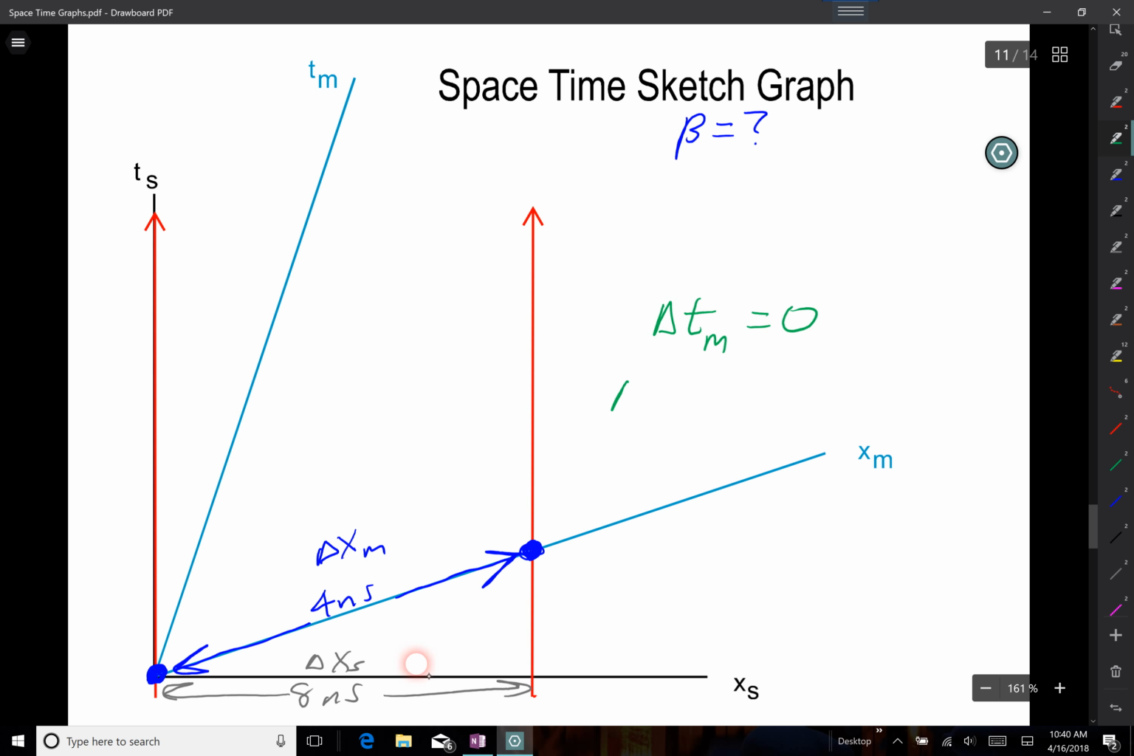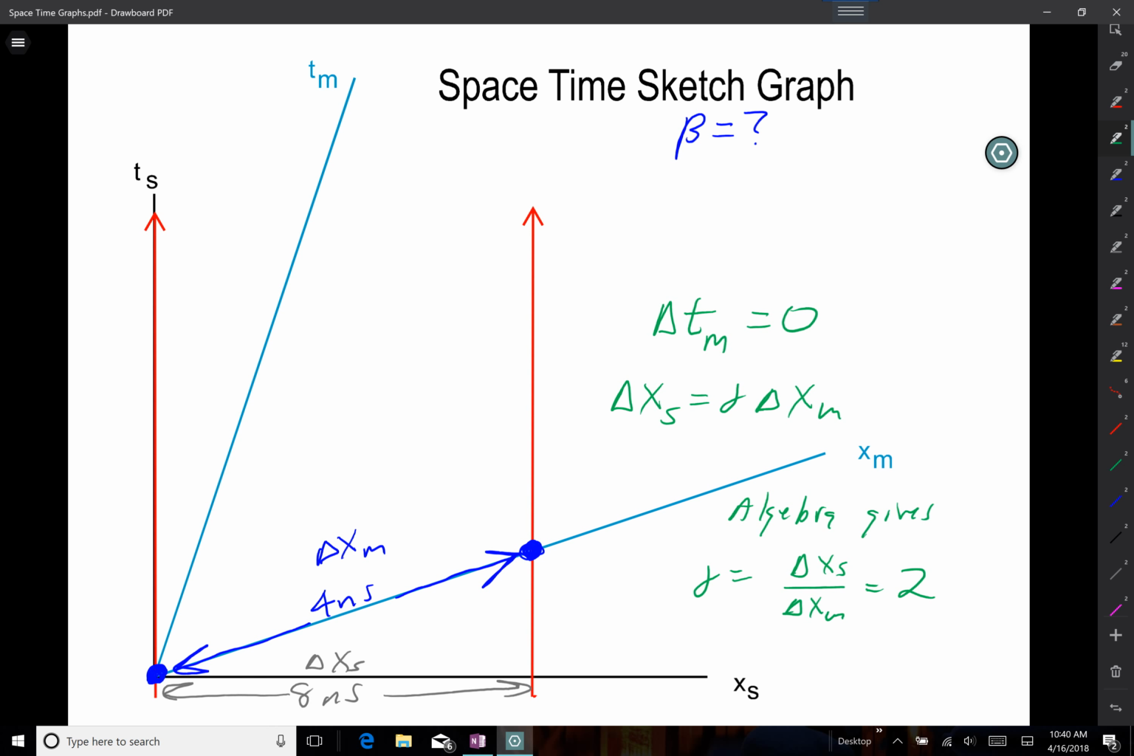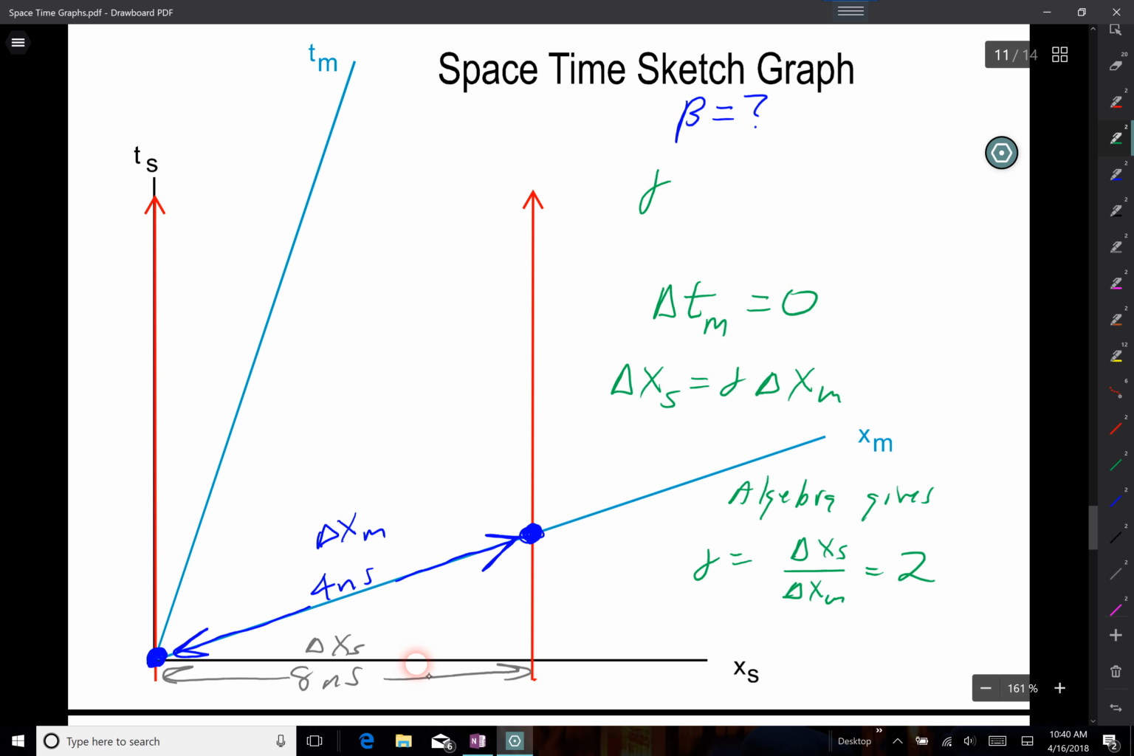That gives us a simplified Lorentz equation of delta xs equals gamma delta xm. And I'm trying to get beta, and beta's not in here anywhere. Well, do what you can. Let's solve this for gamma. So we do some algebra. Algebra gives gamma equals delta xs over delta xm, which is 2. I've got 8 nanoseconds divided by 4 nanoseconds, that's 2. Well, if we remember, gamma is related to beta.